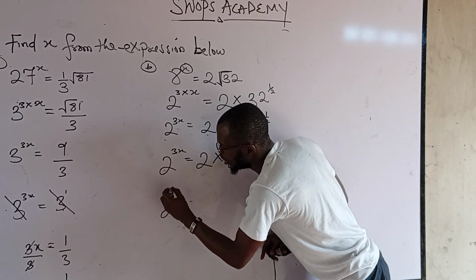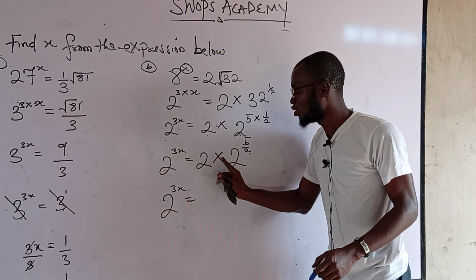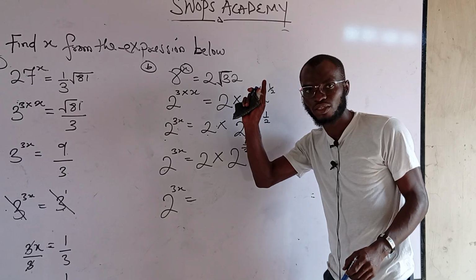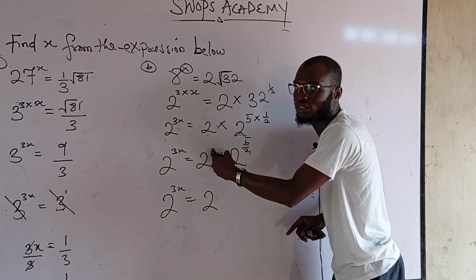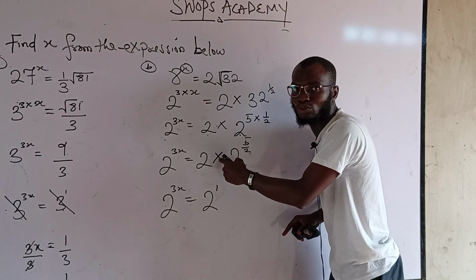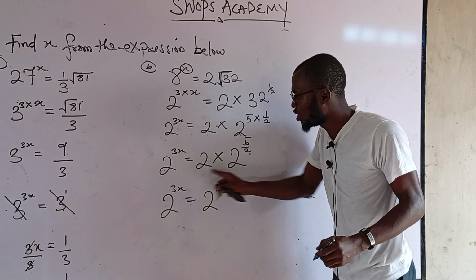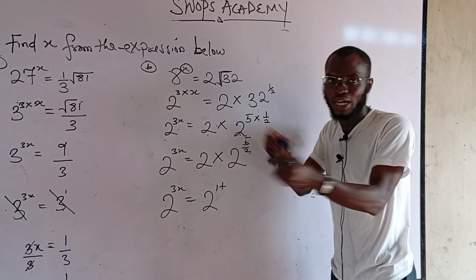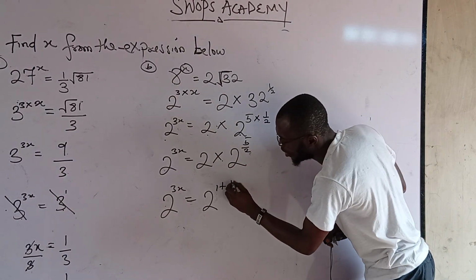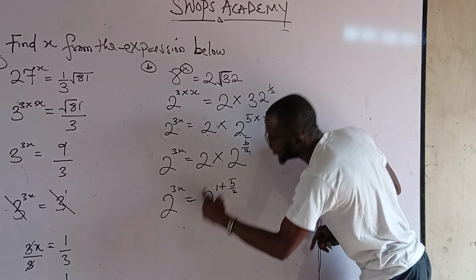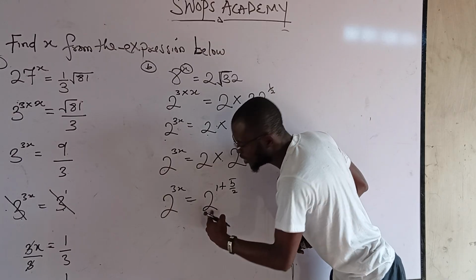So it will now be 2 raised to power 3x equals. Law of indices says when we have the same base and you have times in the middle, you pick one base, I'll pick 2. But note that there is one power here, which is 1. In law of indices, times changes to plus. That means when you have the same base, you pick their powers and add them together. So 1 plus what are we having here as the power? 5 over 2. This one is still the same thing as this, if I want to break them back.